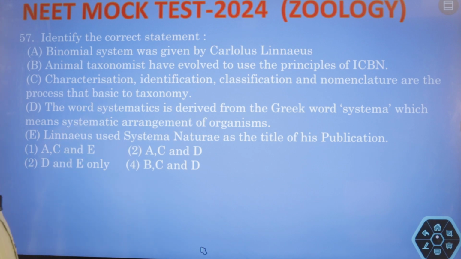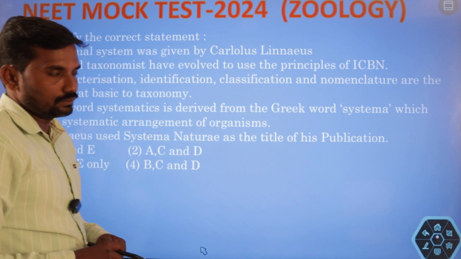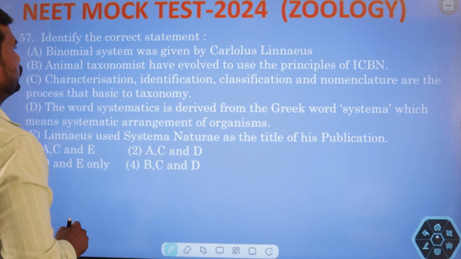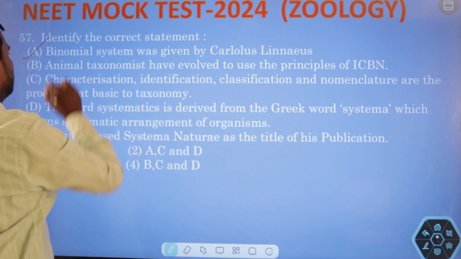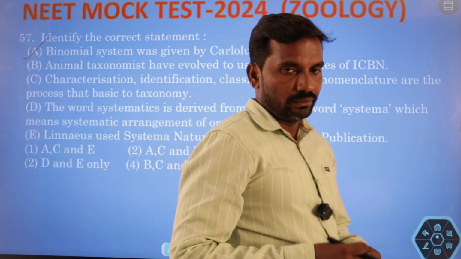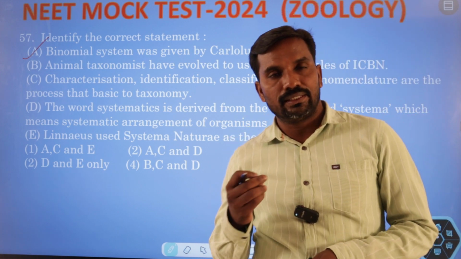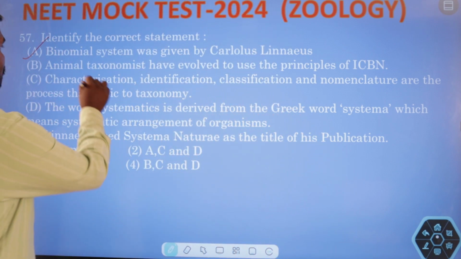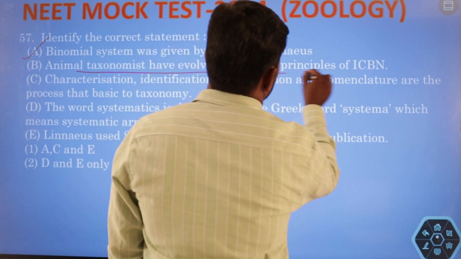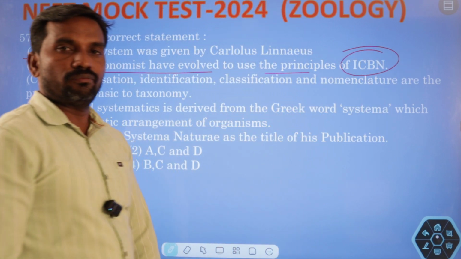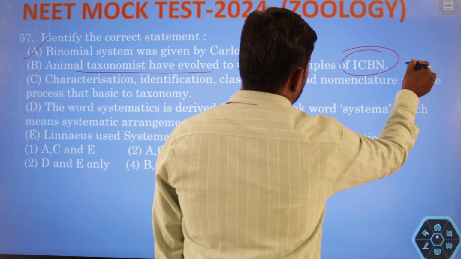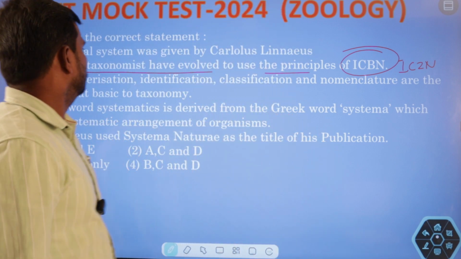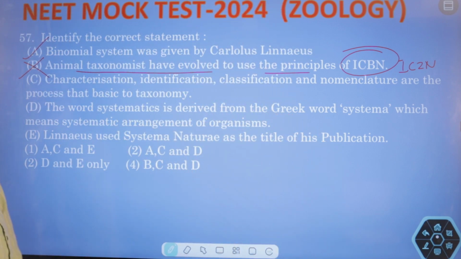Question number 57. Identify the correct statements. This is also a question from the Living World. The first statement, that the binomial system of nomenclature was given by Carolus Linnaeus, is correct. There is no doubt. Carolus Linnaeus is considered the father of taxonomy. Statement number 2 says animal taxonomists have evolved to use the principles of the International Code of Botanical Nomenclature, but the term is wrongly given instead of ICZN. The term is given as ICBN, so this is an incorrect statement.